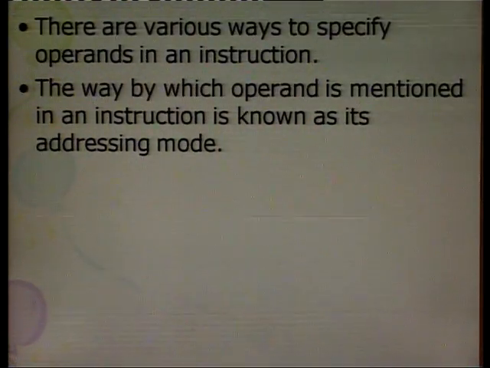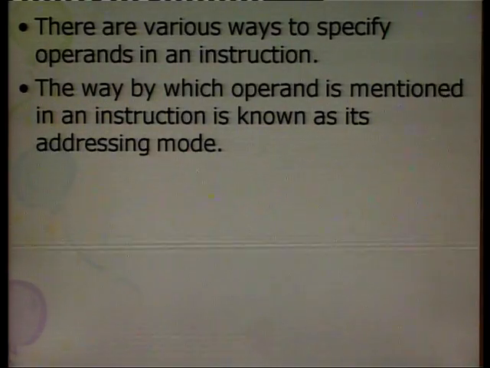Now, for every microprocessor, there are various ways to specify an operand in an instruction. You can't just mention an operand in any way; for every microprocessor, we have some valid ways to specify an operand in an instruction. The valid way by which we mention the operand in an instruction is known as its addressing mode.